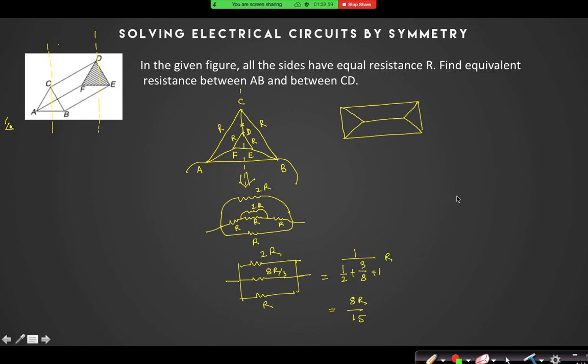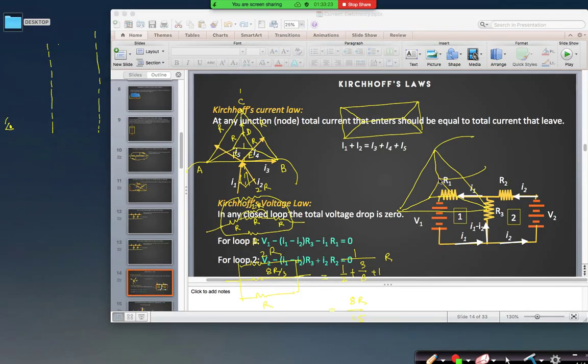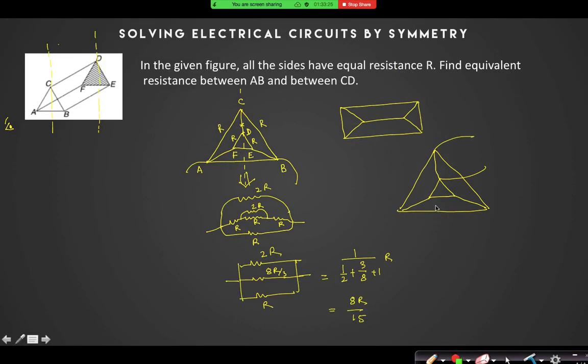Is that clear now? Yes, sir. Now again, in the same circuit I am talking about, if you now apply the battery voltage in between C and D, can you see that there is a symmetry about this line? Now this symmetry is not vertical, this symmetry is horizontal. Can you tell me why? Because now the battery is connected in between C and D.